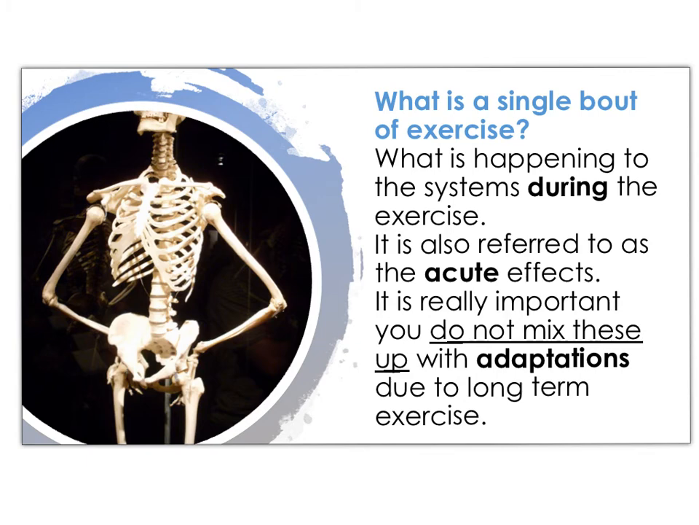So what is a response to exercise? We are talking about what happens to the body during a single bout of exercise, during a single class of exercise. You're going out for a run, and what's happening to the body systems during this point. It's sometimes referred to as acute effects, the opposite being chronic effects. It is really important that we don't mix these up, the responses, with the long-term adaptations. So those adaptations to the body that have taken place over 6 to 8 weeks of training, for example, they are very different to the things that are happening to the body during that class.